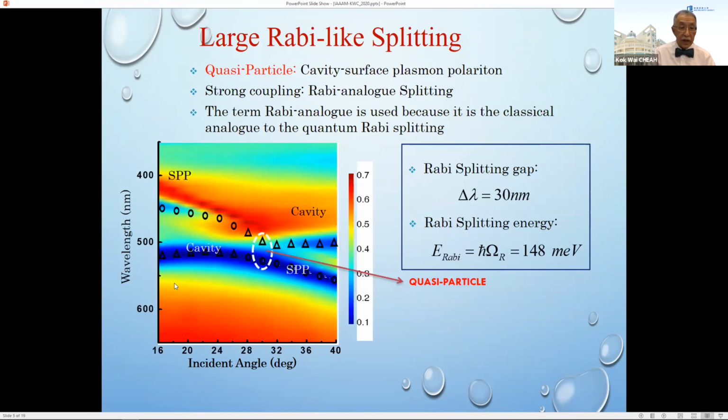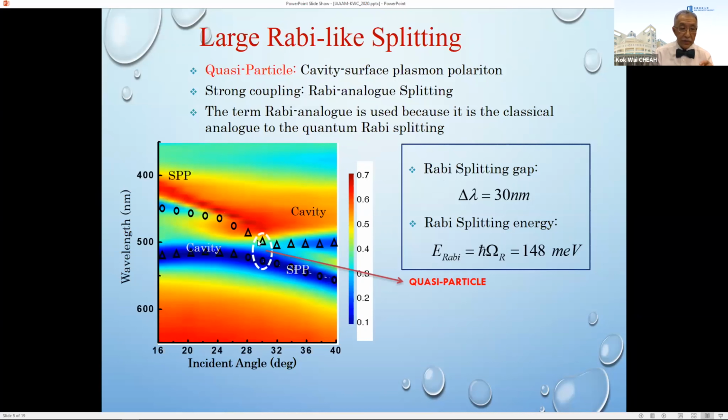Looking at further analysis, the coupling here basically creates a quasi-particle, in which you have a mix of cavity and surface plasmon polariton energy exchange. This is very similar to the Rabi splitting. However, Rabi splitting itself is a quantum phenomenon, whereas here it's a classical phenomenon. Hence the term Rabi-analogue and not strictly Rabi splitting.